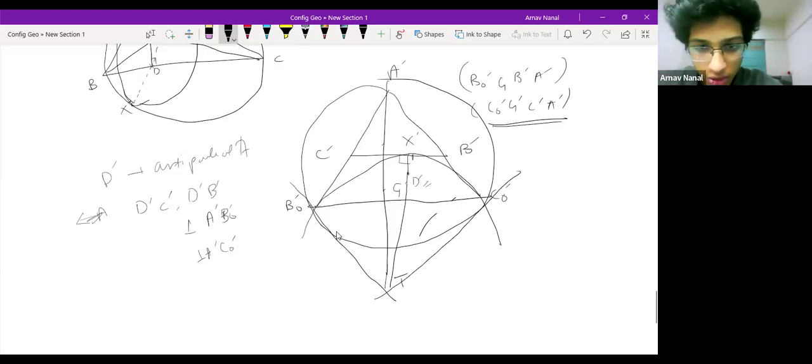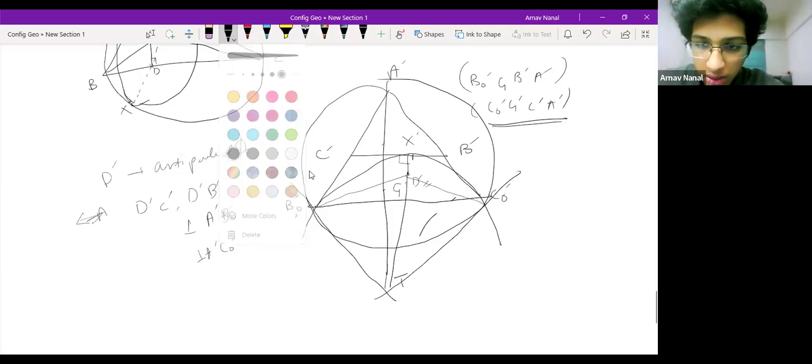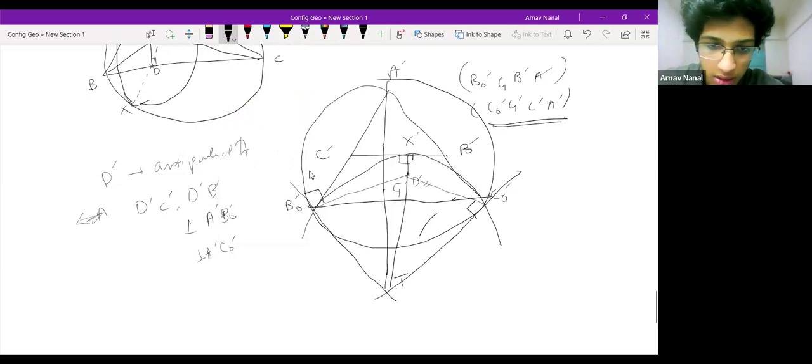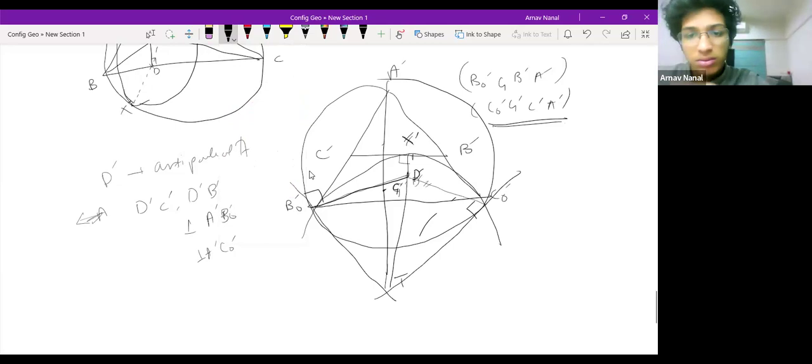And you can also join this maybe. I should probably increase the size. So yeah, this is 90 and this is 90. Does everyone follow till now, or should I repeat everything?